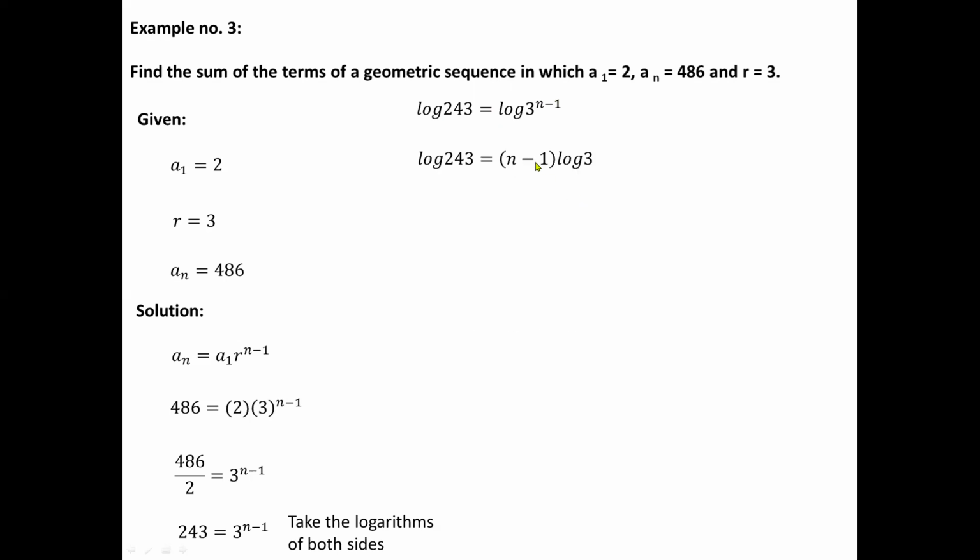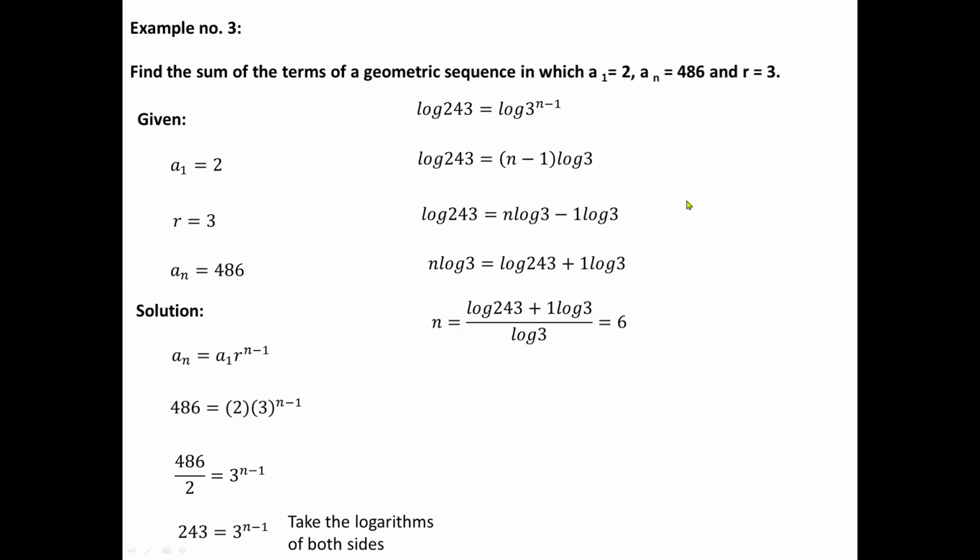Okay? n minus 1 times log 3 is equal to log 243. And then pwede kong i-divide ang kabuuan ng equation by log 3. Or pwede ko namang i-distribute ang log 3 sa n at saka sa 1. So n log 3 minus 1 log 3. Okay? Then n log 3 will be equal to log 243 plus log 3. And then divide the entire equation by log 3. Log 243 plus log 3 all over log 3 is equal to 6. Meaning ang value ng ating n is equal to 6.